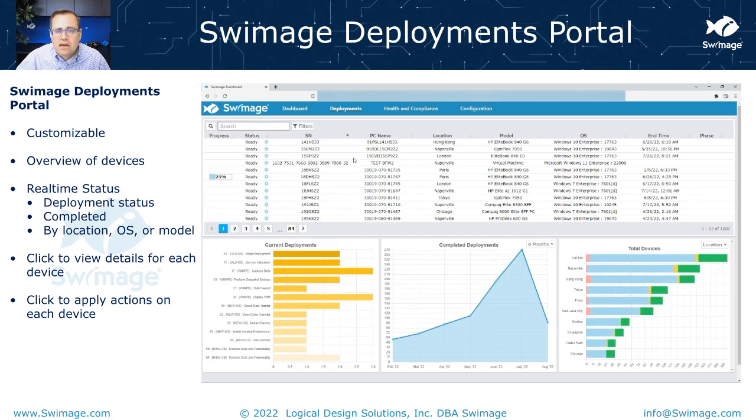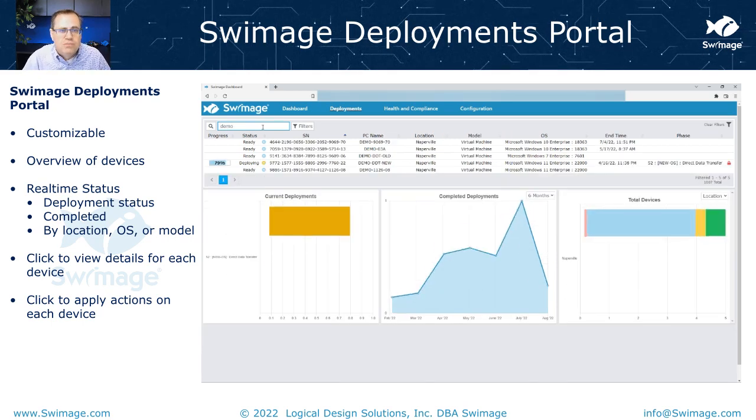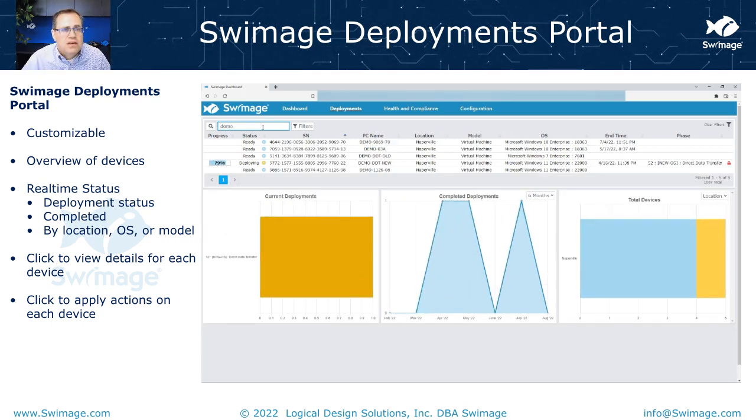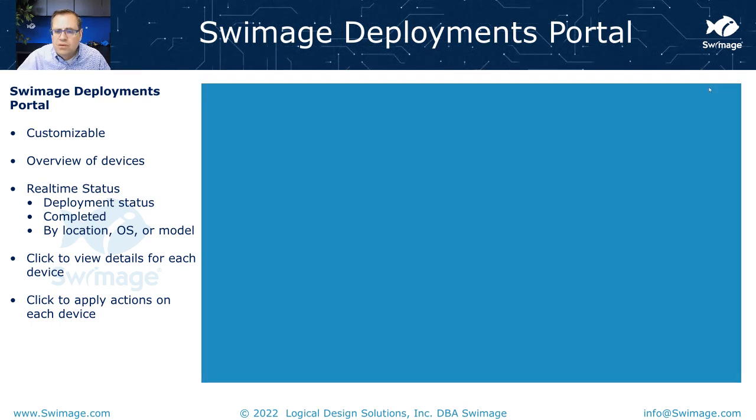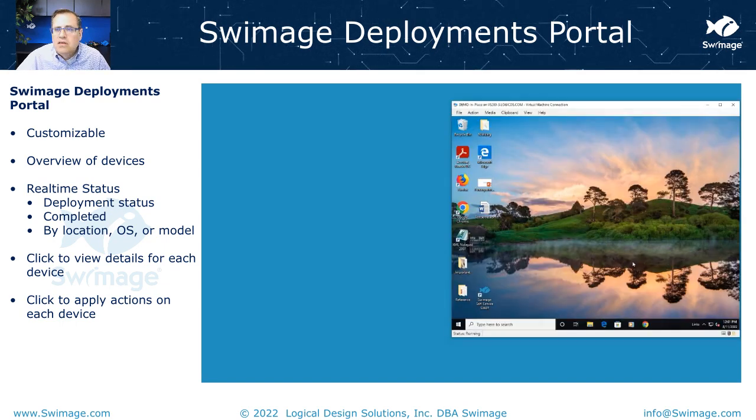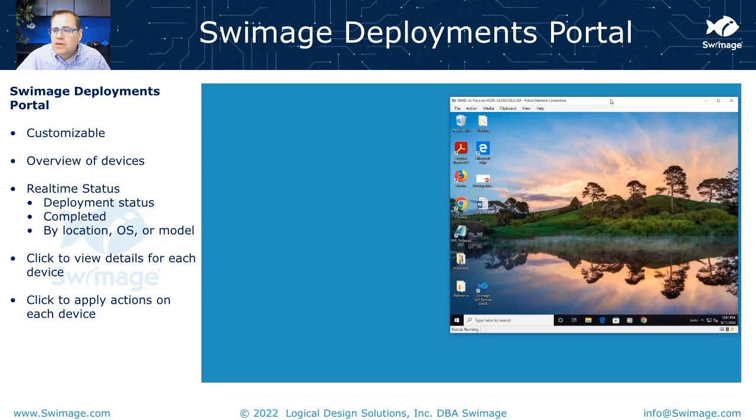Okay. I'm going to clear my filters, and I'm going to filter down just to my demo machine. So now I'm going to jump into an actual deployment. I'm going to start with a machine for a PC reimage. So I'm going to reimage this machine. I'll drop out of here, and I'll pull up this machine. And this is going to be an in-place reimage. So I'll pull this up.